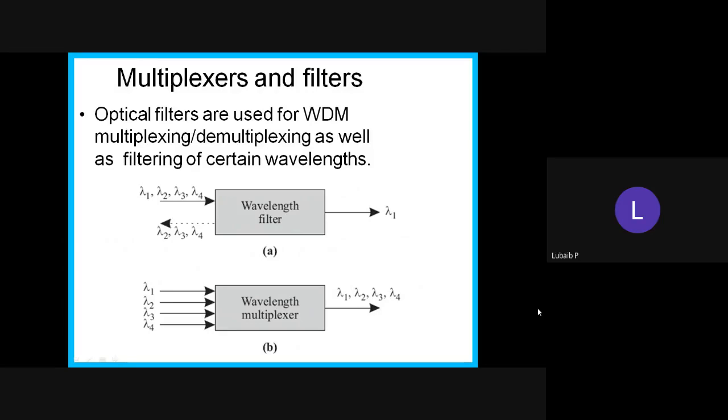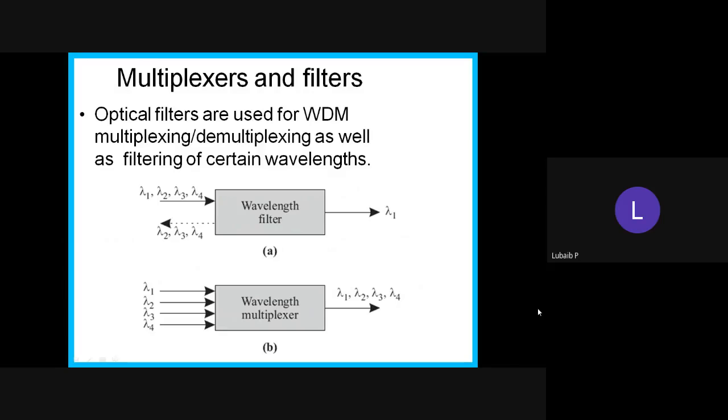In the case of wavelength division multiplexing, you can see the figure of the multiplexer. There are many signals having different wavelengths, lambda 1, lambda 2, lambda 3, lambda 4, etc. If you apply these signals to the multiplexer, it combines them into a single fiber, a single channel. That is, all these signals are combined into a single channel at the output of the wavelength multiplexer. The output line is single, but in that line there are different wavelength components.